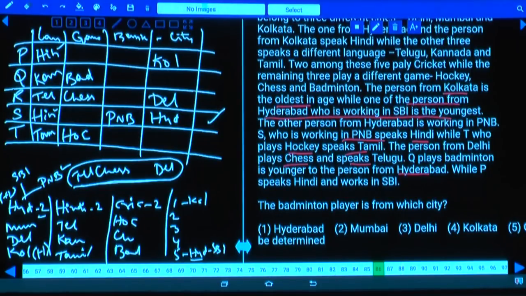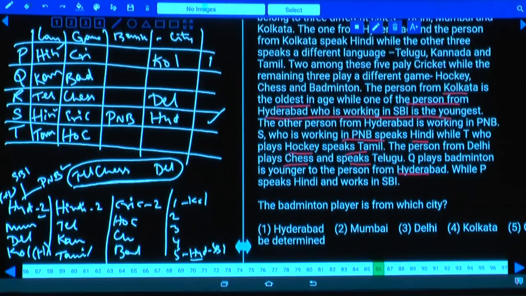As of now, badminton, chess, hockey. This person is playing cricket. This person is also playing cricket. Two among them play cricket, while the remaining three play a different game: hockey, chess and badminton. The person from Kolkata is the oldest. And who is the other person here?